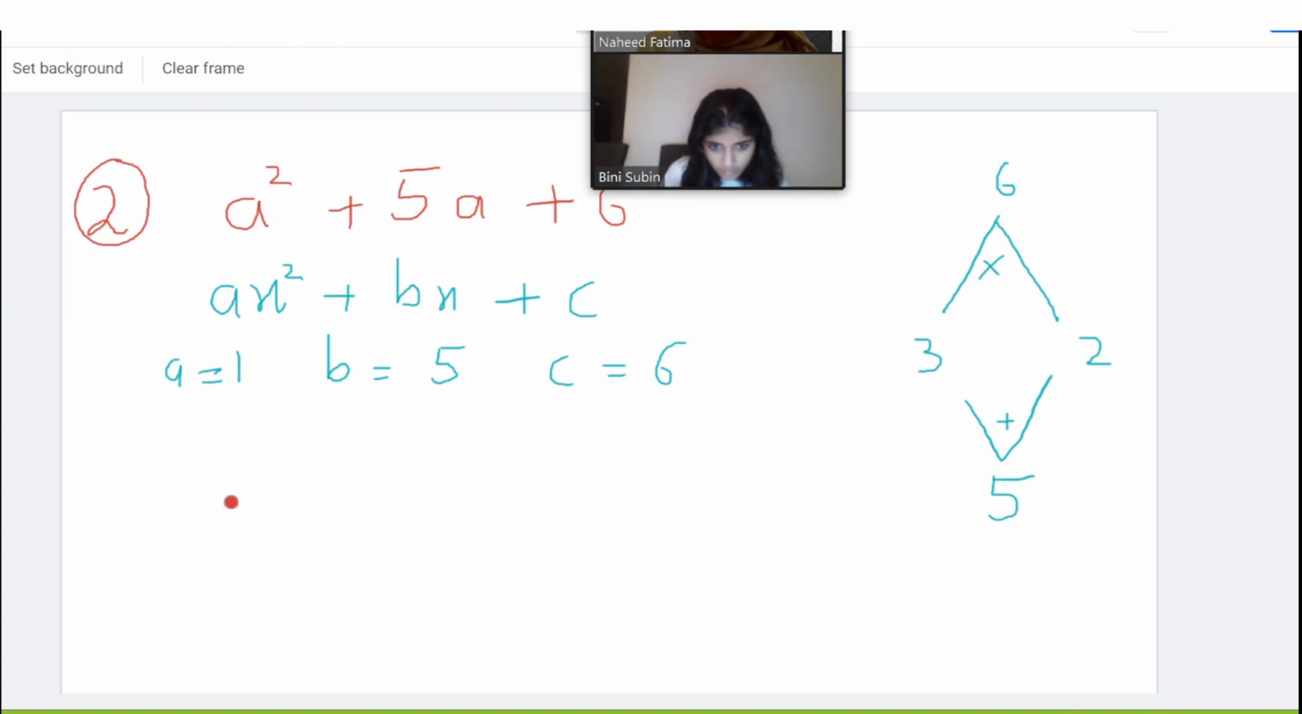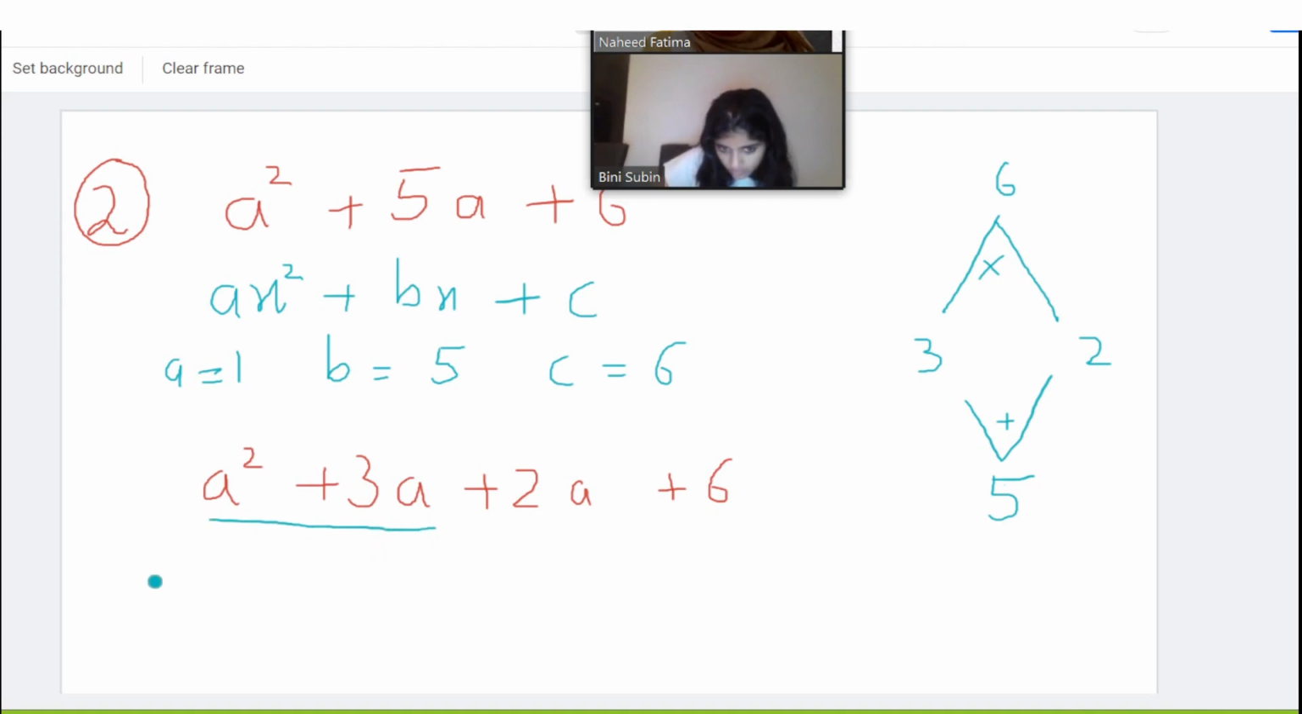So here a square I'll be writing as it is, since it is a square. In place of 5a I'll be writing plus 3a and plus 2a, and 6 will be as it is. Now let's take common. Between these two terms, what is common? A is common, right? What is left inside?